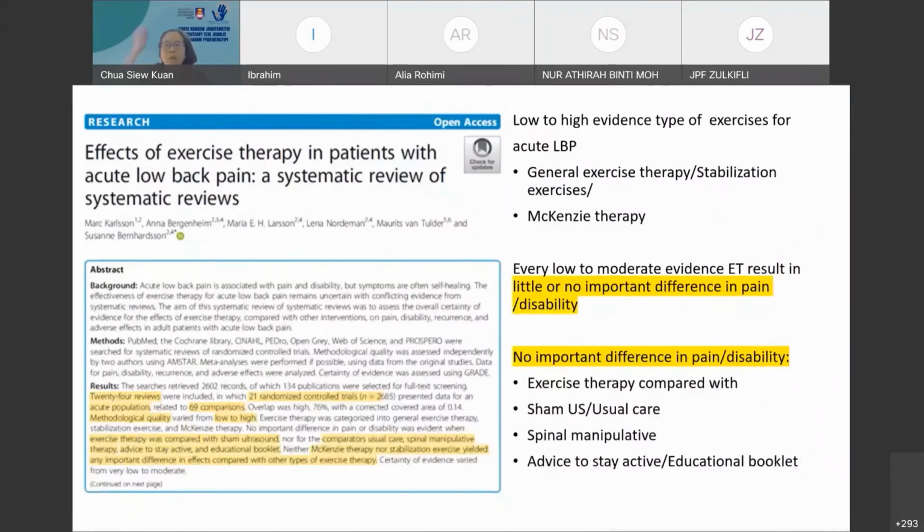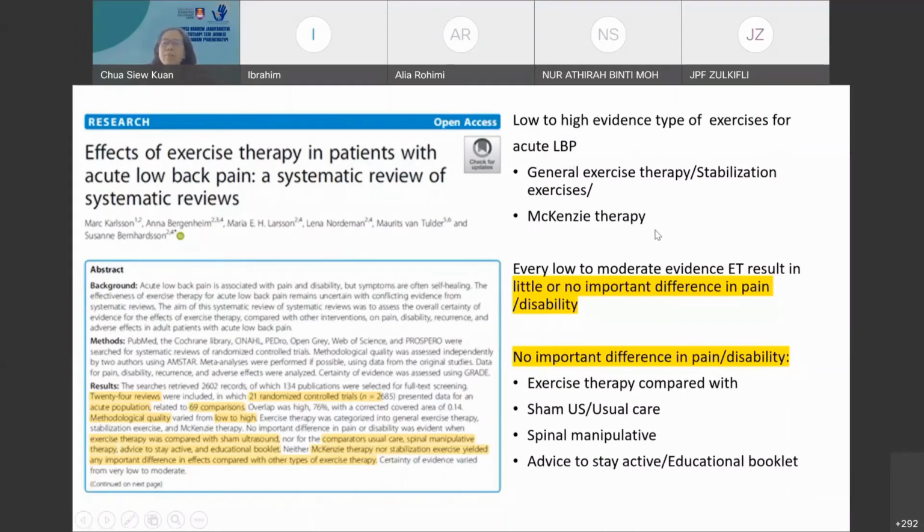So why? Okay, that is how many years? I can't remember. I forgot to download. That is the latest, 2019. The effect of exercise in patients with acute low back pain. You can see it is a systematic review of systematic reviews, meaning there are plenty of guidelines and reviews talking about low back pain. So what are the findings? Low and high evidence type of exercise.